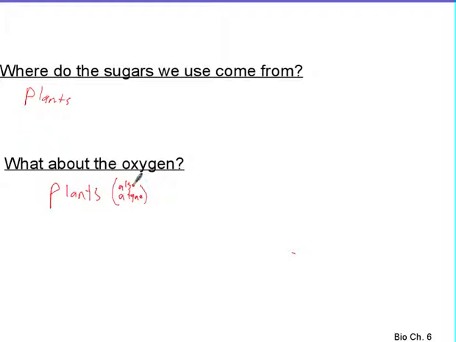Now, does anybody know what plants use? We're going to talk about this some today. Yes, they use photosynthesis, that's the process. Do you know some of the molecules that it uses in that? Yeah, CO2. Where does the CO2 come from? Us, right? But plants make oxygen that we use, and then we make carbon dioxide that they use. It's a pretty sweet system.